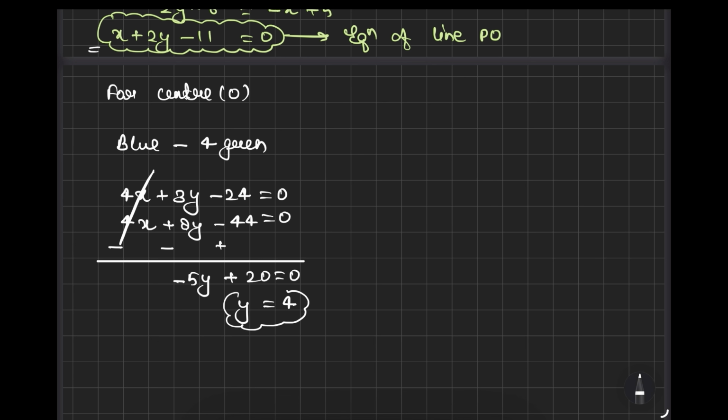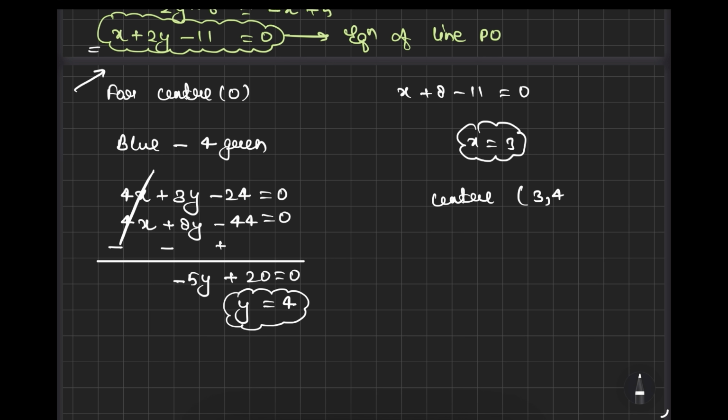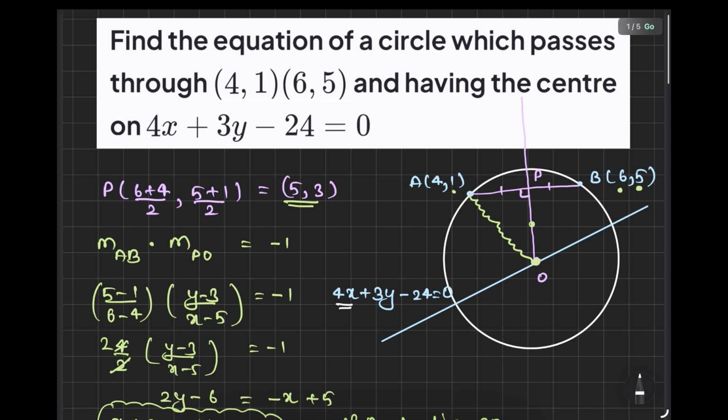So we got the y coordinate of the center as 4. Now we substitute the value of y here to get the value of x. So it is x plus 8 minus 11 equals 0, so x equals 3. So we got the center as 3, 4. Now we need the radius. How will we get it? This distance AO is the radius.